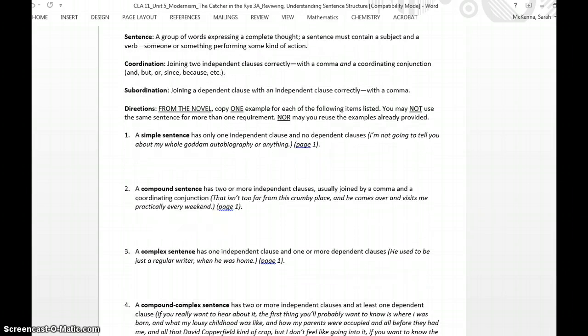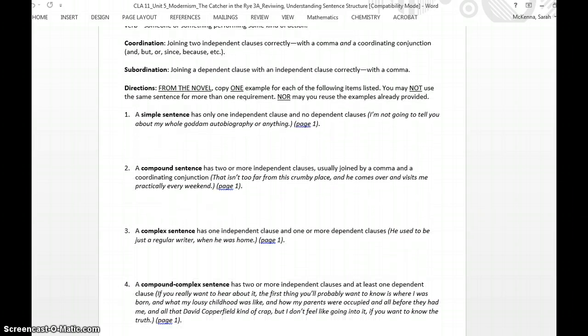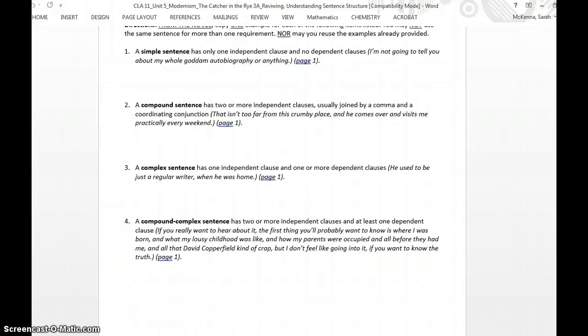The third type is a complex sentence, and a complex sentence is one independent clause and one or more dependent clauses. So for instance, page 1, "He used to be just a regular writer when he was home." So we have an independent clause, "he used to be just a regular writer," and our dependent clause, "when he was home." The reason that's dependent is, when he was home what? Well, when he was home, he used to be a regular writer. So we know that that's adding information to an independent sentence.